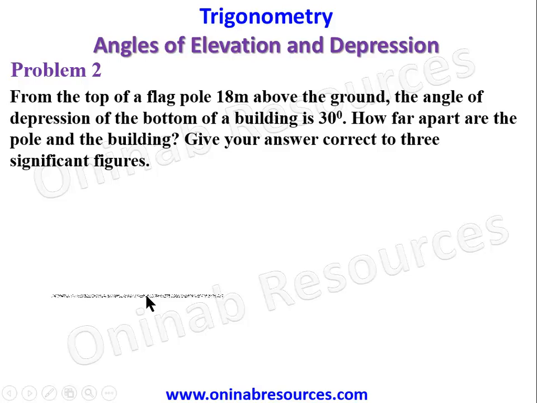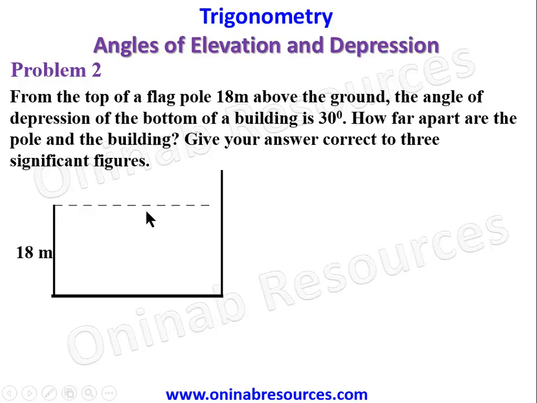We create a horizontal ground. There is a pole and a building. So we have the pole here, which is 18 meters above the ground. Then we have the building. We are not given the height of the building. Then the angle of depression from the top of the flagpole, from the top of this pole, to the bottom of the building.